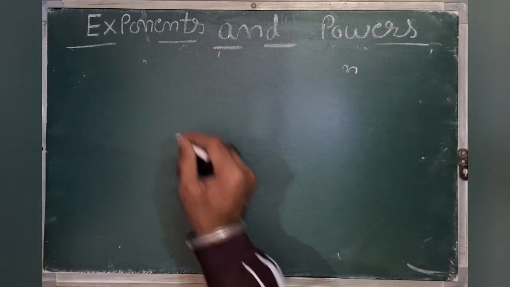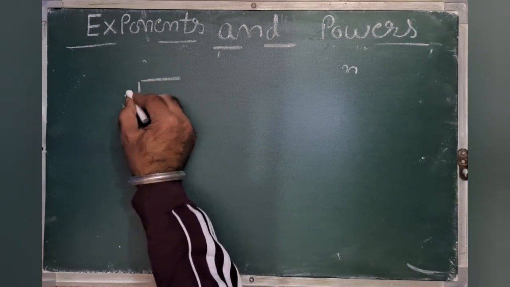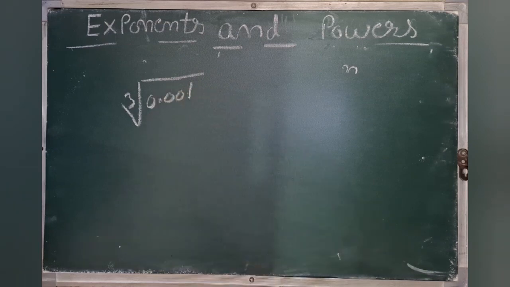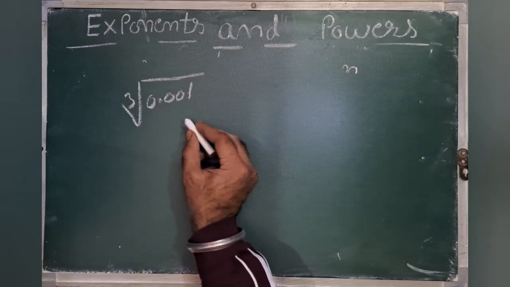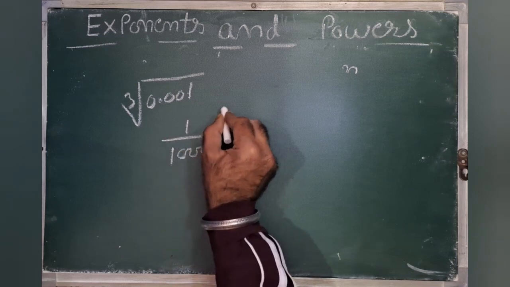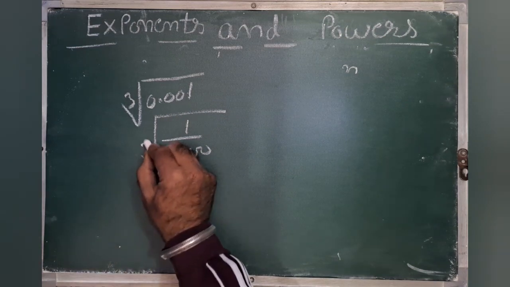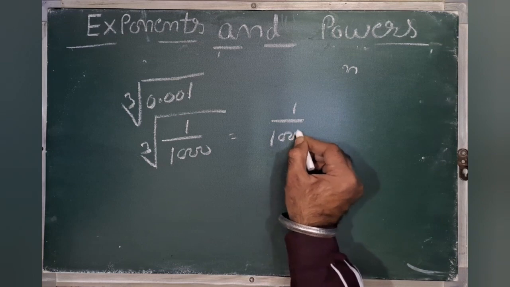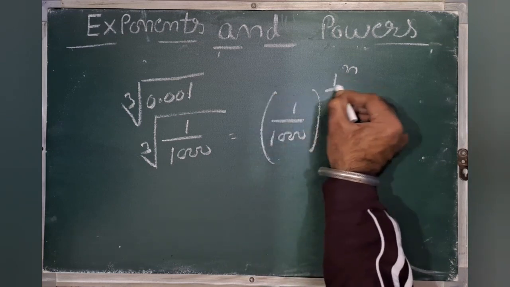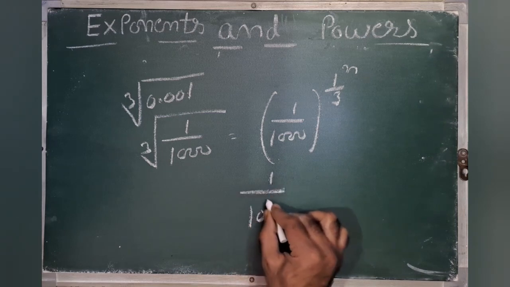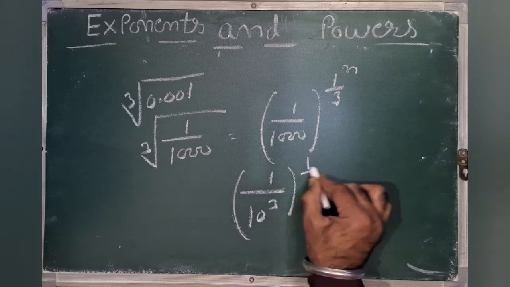Like if I write cube root of 0.001, how do we solve this? So first we remove the decimal, that means 1 upon 1000. So this root 3, how can we write? 1 upon 1000 whole power 1 by 3. So how can we write 1000? That is 10 power 3, 1 by 3.